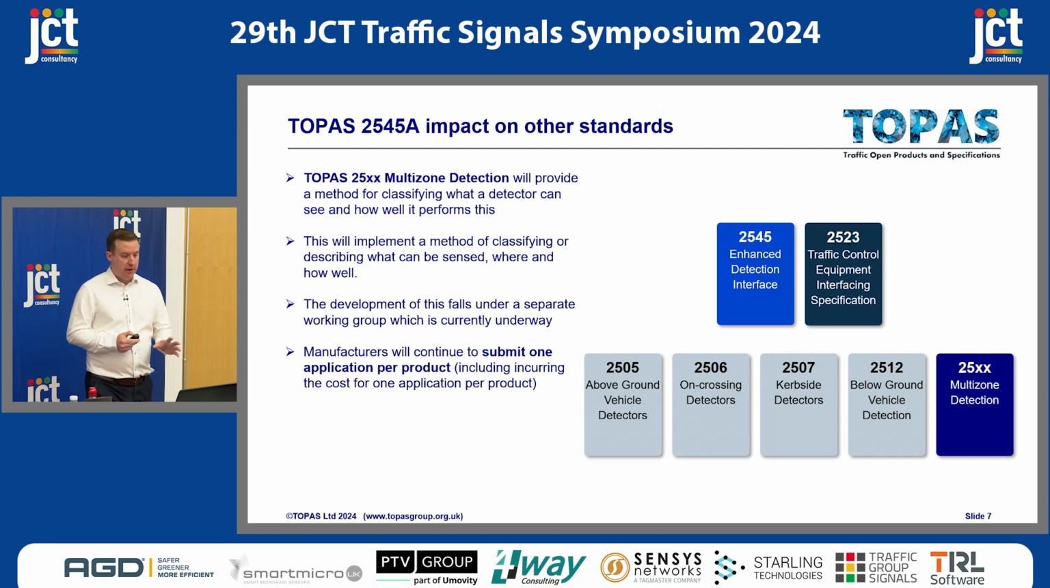Just a point to note there that the manufacturers will continue to submit one application as you currently do. So this doesn't mean that you would have to register, for example, an enhanced detection that could also work as a curbside against the new specification and the curbside specification. Within the new multi-zone detection specification, there will be a set of appendices and you can register a product against the multi-zone detection standard against as many or as few of those appendices as you need to.